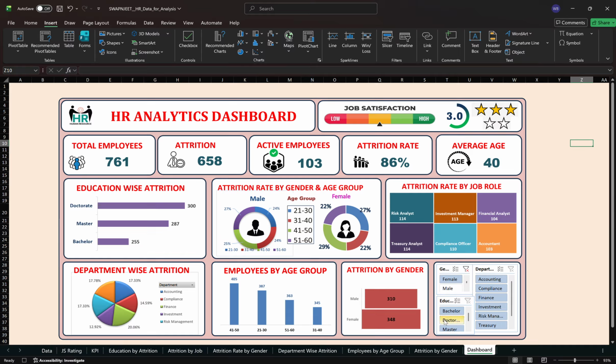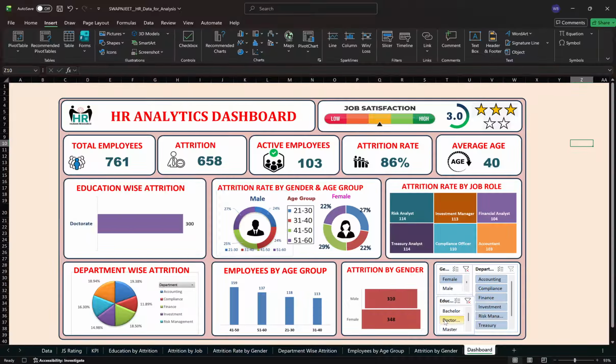If we want to segregate this into only the doctorate level, we can also do that, which is 300 in the attrition. If we want to segregate that using the department as well, let's go with the accounting department. So accounting department with the doctorate, 47% of female have left the job. As we can see, in the department wise attrition it's 100%. If we go through finance, again it will be 100%, but 53% of education doctorate women left the job.